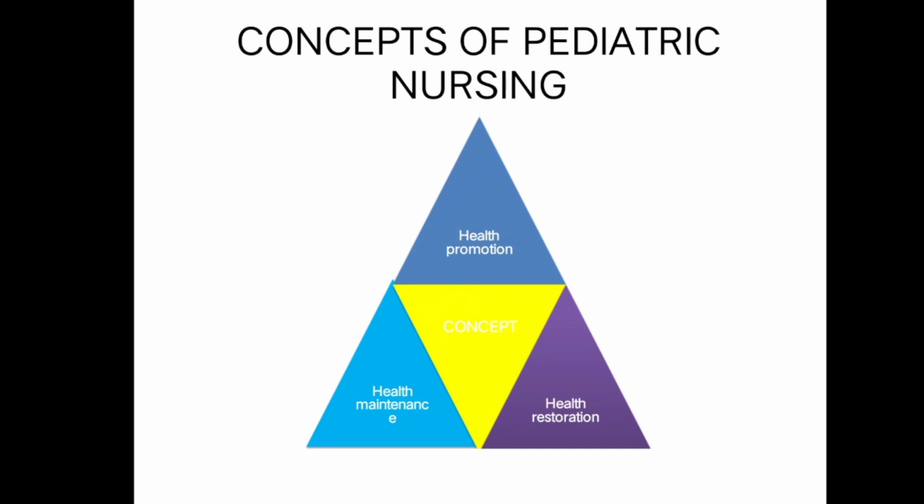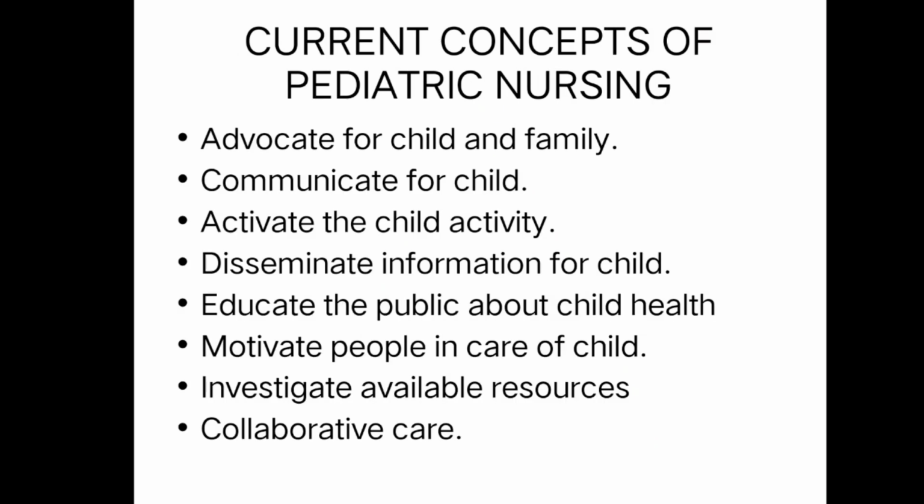For example, due to some unavoidable situation like a road traffic accident, the child ends up with crush injuries of the extremities, and there is a surgery plan for amputation. Once the baby has gone through amputation, you will provide braces to the child. That is known as tertiary prevention, that is, health restoration.